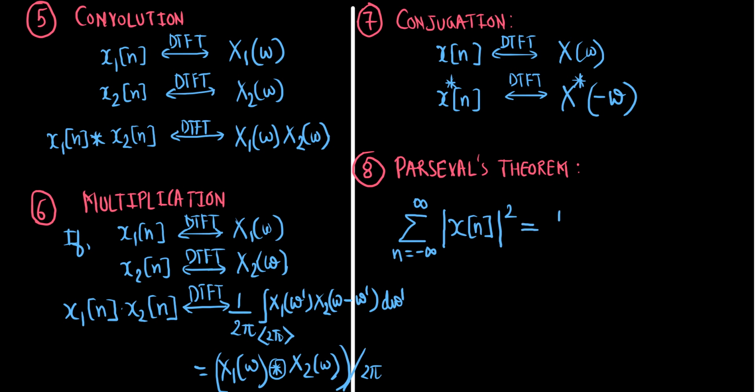So this is going to be equal to 1 upon 2 pi, integration over a period of 2 pi, mod of X of omega squared, d omega. What this means is that the energy in the time and the Fourier domain remains constant. If you take the Fourier transform coefficients X of omega, take the mod and square them, take an integration over a limit of 2 pi, and scale it by a factor of 1 upon 2 pi, we get the same value as the energy in the time domain. This is called Parseval's theorem. Let's stop here.